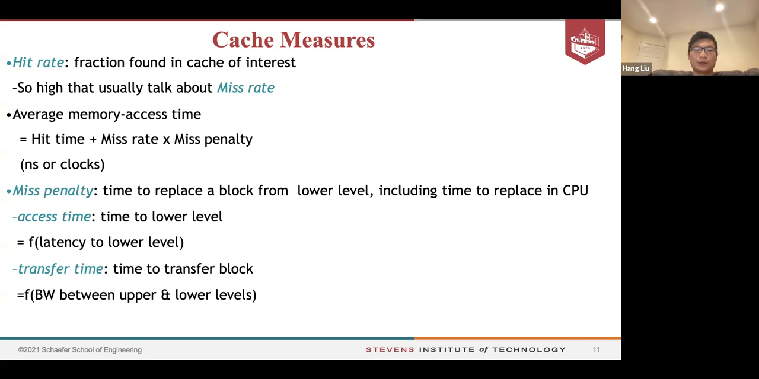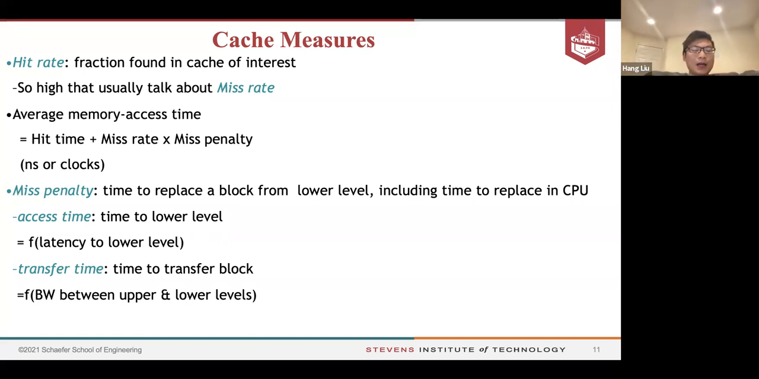This is a very important term. You have to remember that. Hit rate means the fraction of the accesses that found the data of interest in cache. It's so high that it goes beyond 95%, 99% typically. That's why we typically focus on miss rate, the occurrence that the data you want to access is not in cache. Why? Because of locality. The power of locality is a lot.